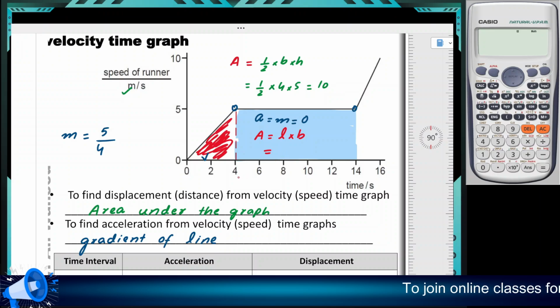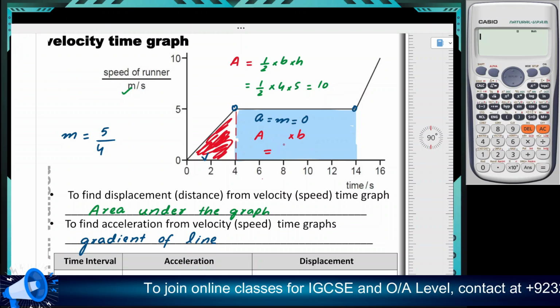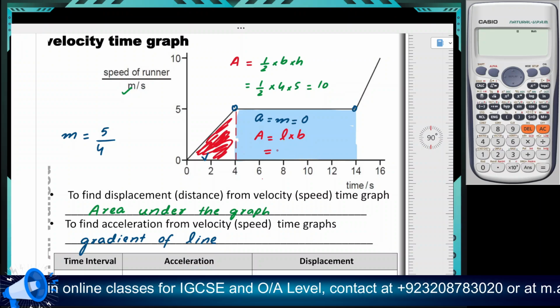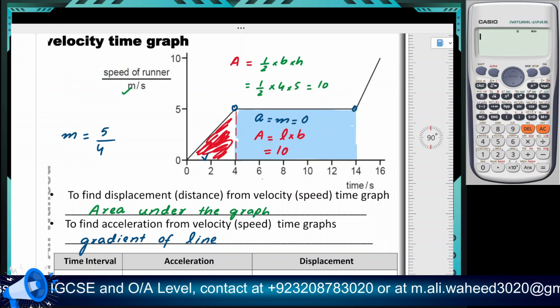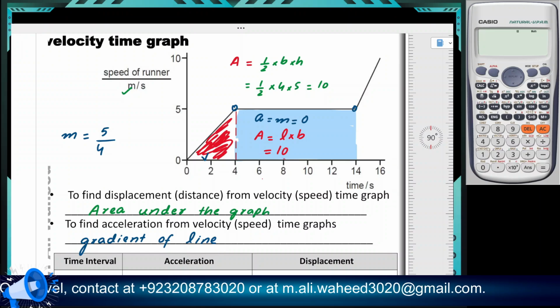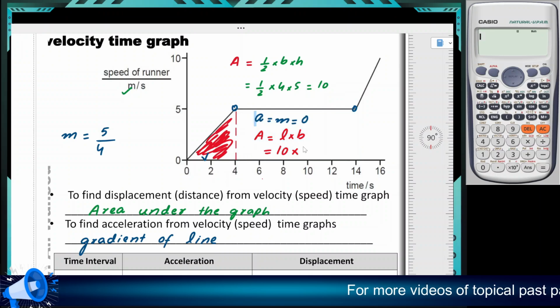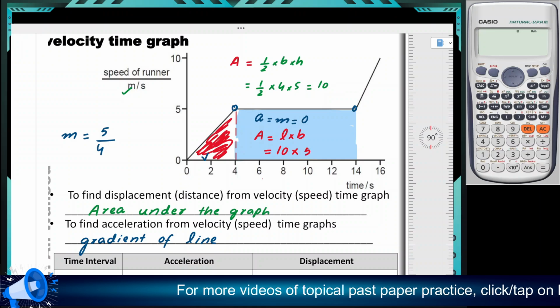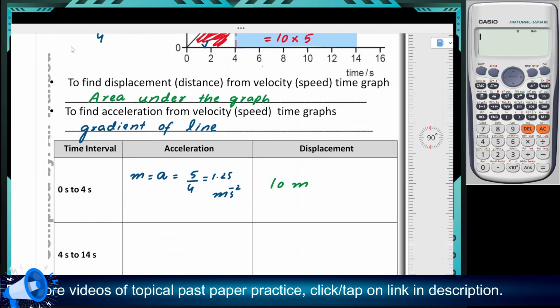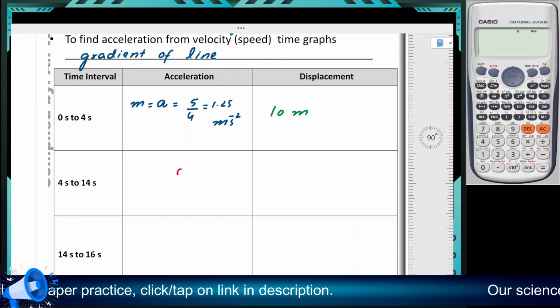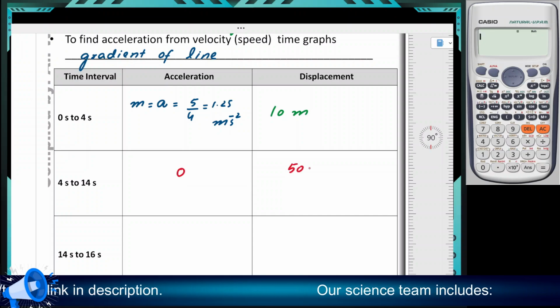So the length is from 4 to 14. It starts from 4, it ends at 14. So the length is 10, not 14, because it doesn't start from 0. Times the width. So this height is the width, which in this case is 5. So you multiply it by 5. So 5 times 10 or 10 times 5. Acceleration was 0, and the distance would be 50 meters.